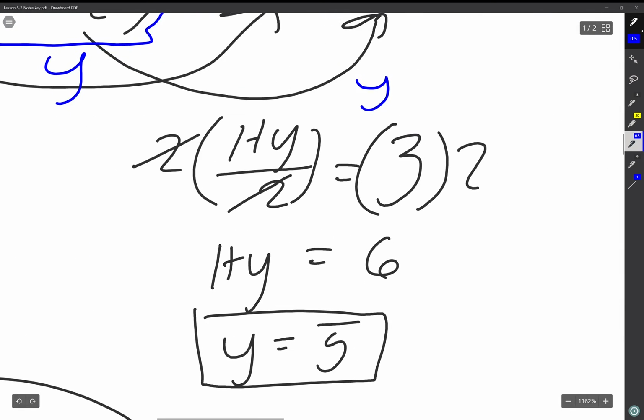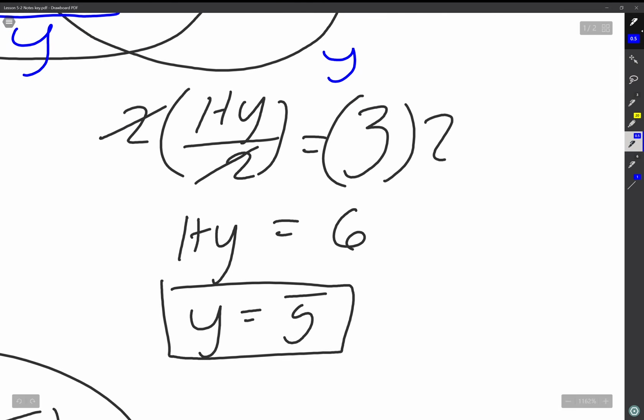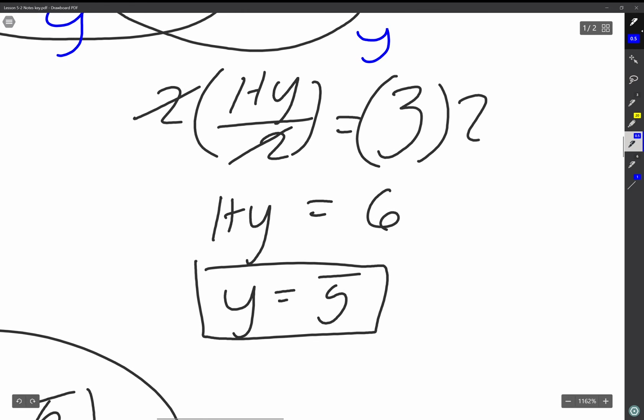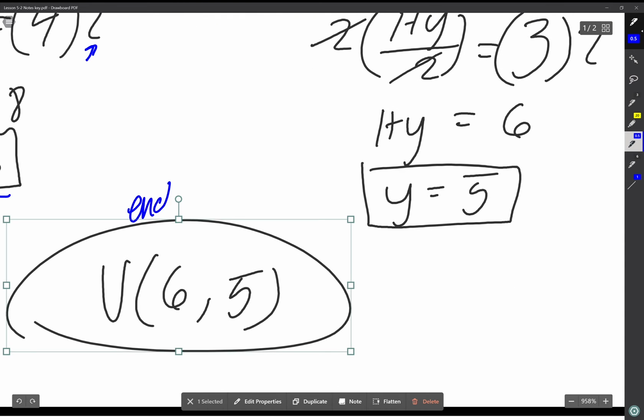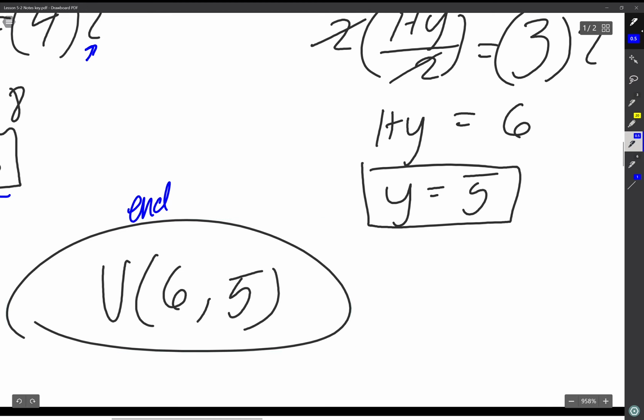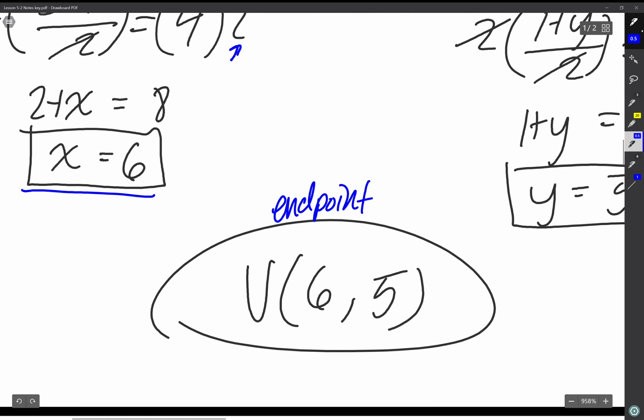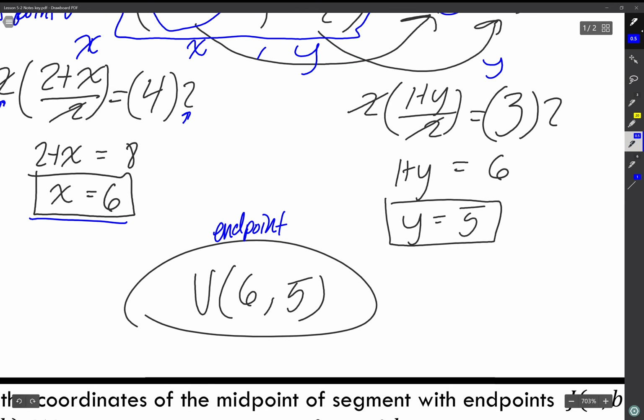Now, let's go over to y. Similarly, we multiply both sides by 2 to get rid of that 2 in the denominator. Those 2's will cancel, leaving us with 1 plus y on the left side equal to 6 on the right side, because 3 times 2 is 6. Subtract 1 from both sides, and you get that y is equal to 5. So what we have found here is that the coordinates of endpoint V are (6, 5), because x is 6 and y is 5. And with that, we're finished with that one.